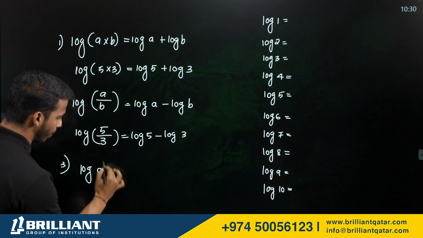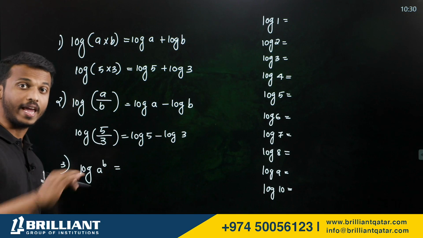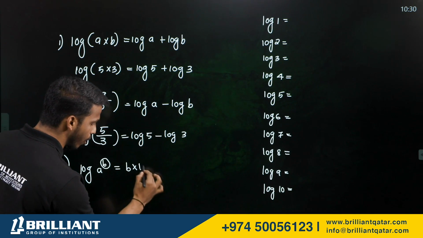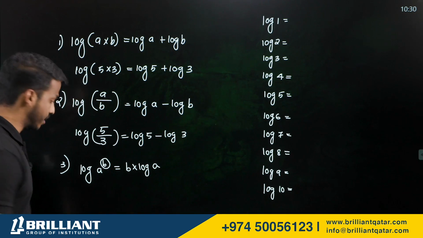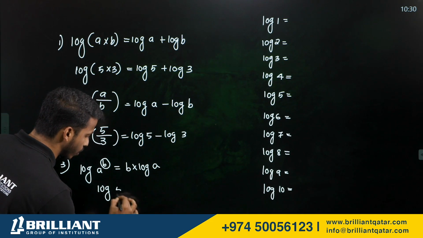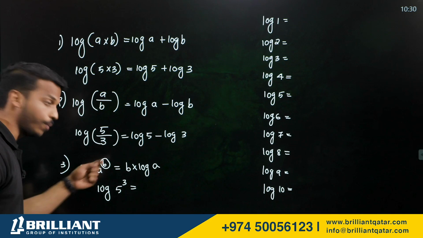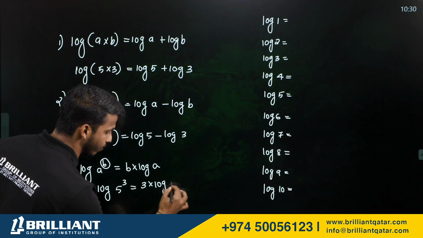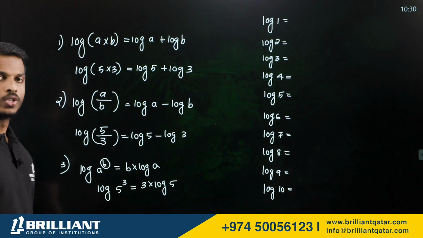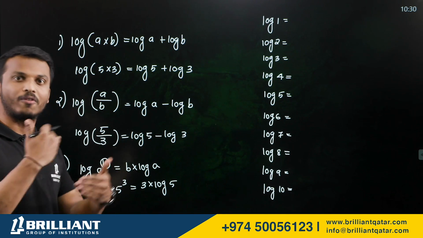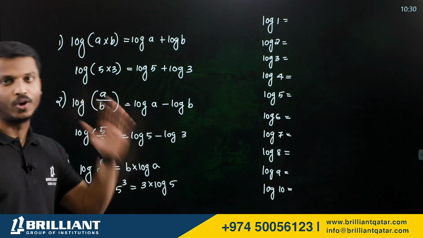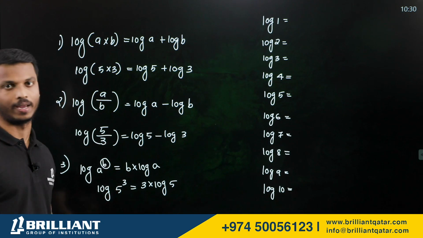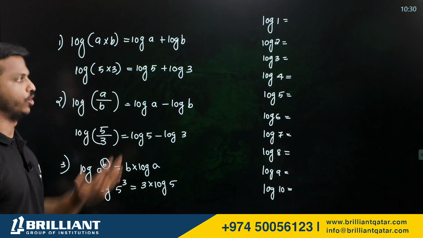Next one, log A to the power B is equal to B into log A. For example, log 5 to the power 3: the power is 3, so it is 3 into log 5. So log A to the power B is equal to B into log A, and log 5 to the power 3 is equal to 3 into log 5. Clear? These are some basic three equations.